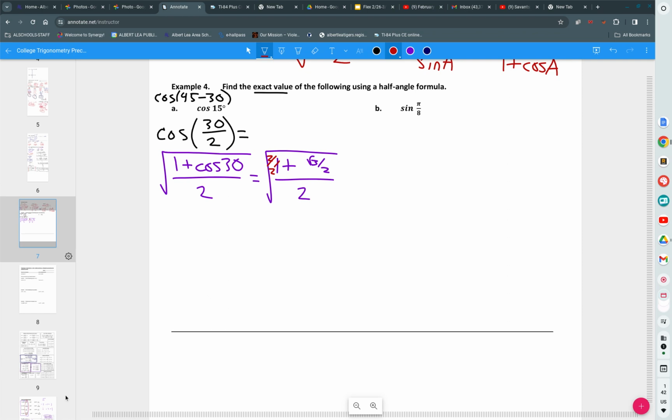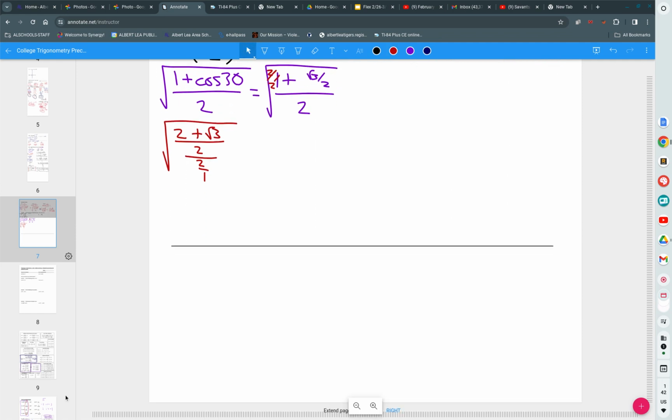So I have one fraction in the top. This will be 2 plus the square root of 3 over, what's my new denominator? 2, all over, and then I have 2 over 1. Notice I have the radical, so it's encompassing the entire fraction. Some people just write it for the top and they forget about the bottom, but right now the radical is over the entire fraction. Now I want to simplify my complex fraction, so I'm going to multiply by that reciprocal.